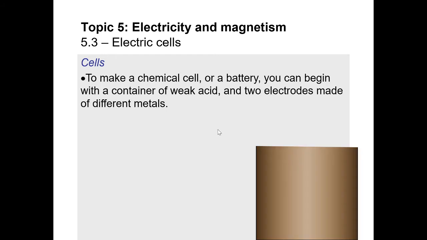we start with a container of weak acid. And inside the acid, we have two electrodes. Now, these are just pieces of metal, but it has to be two different types of metal, otherwise this won't work. You might remember doing something kind of like this in grade 7, 8, or 9 science, where you grabbed a lemon or a potato and you made a battery.